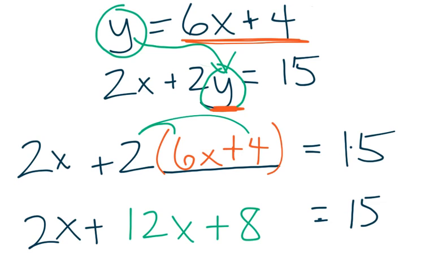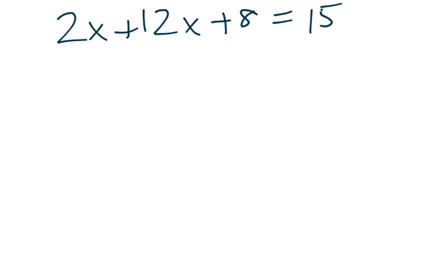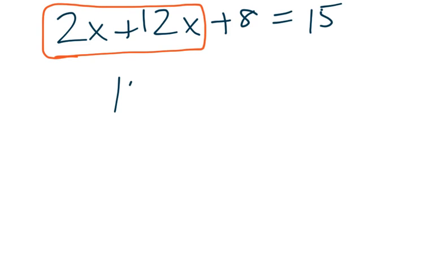So I'm going to give myself some more room. Okay, so notice I have 2x and 12x that can be combined, and I'm going to get 14x plus 8 equals 15.